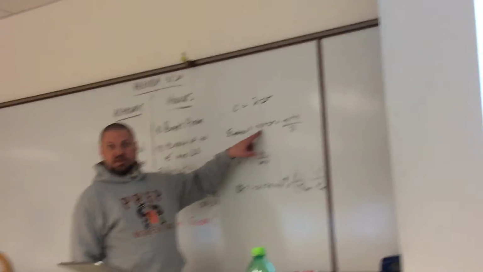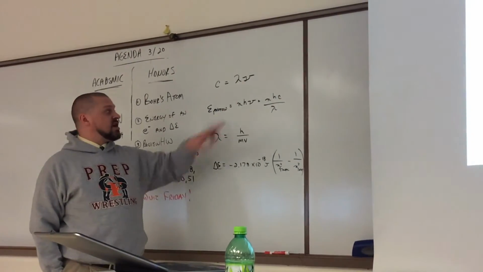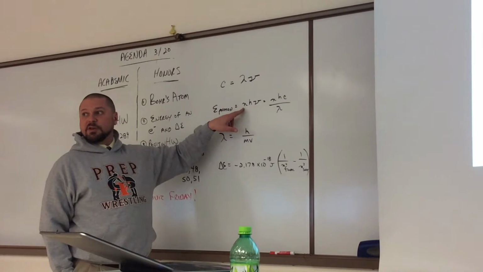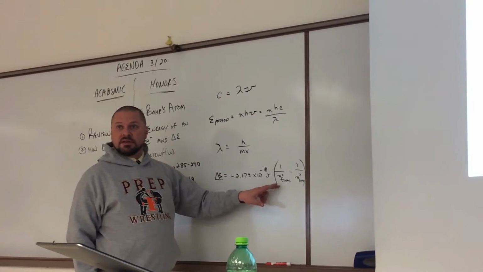Okay, and that's in your notes. It's the number of photons. So if there was one photon of light, that would be 1. If you're talking about a mole of photons, that would be 6.02 times 10 to the 23rd. So that's number, that's energy level.